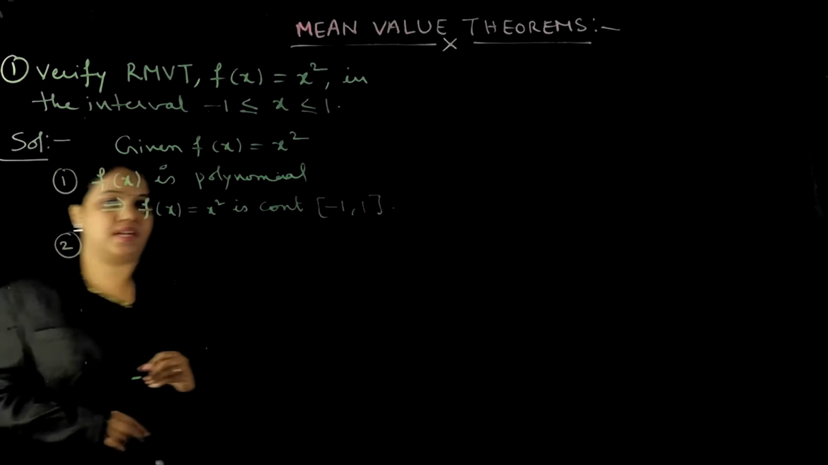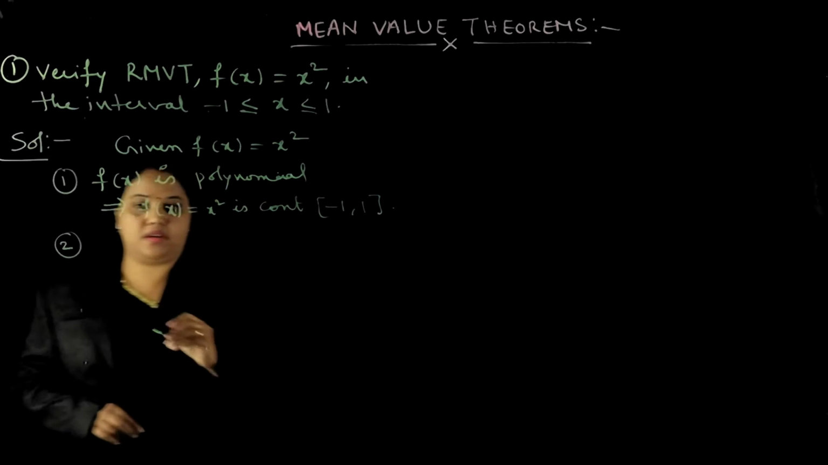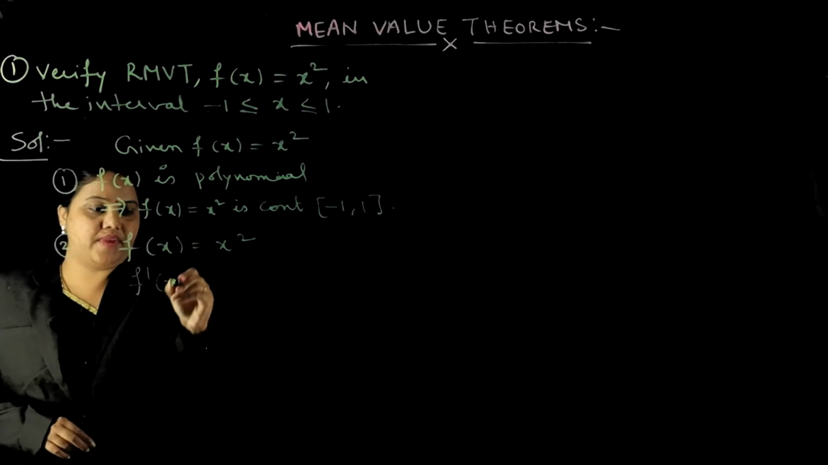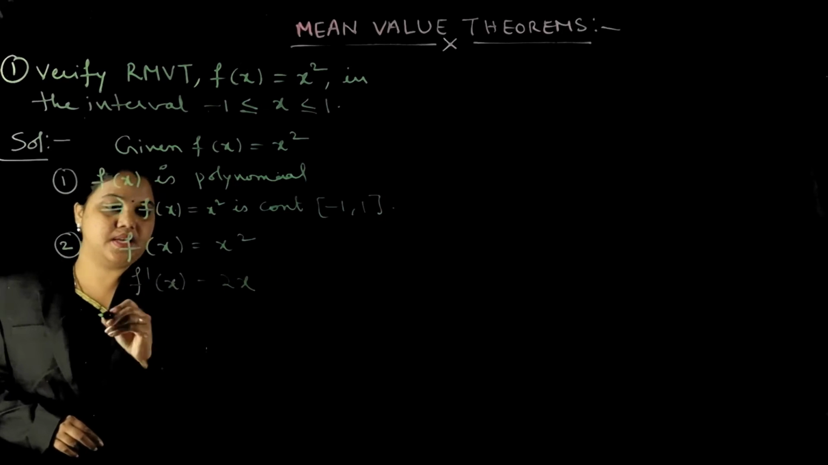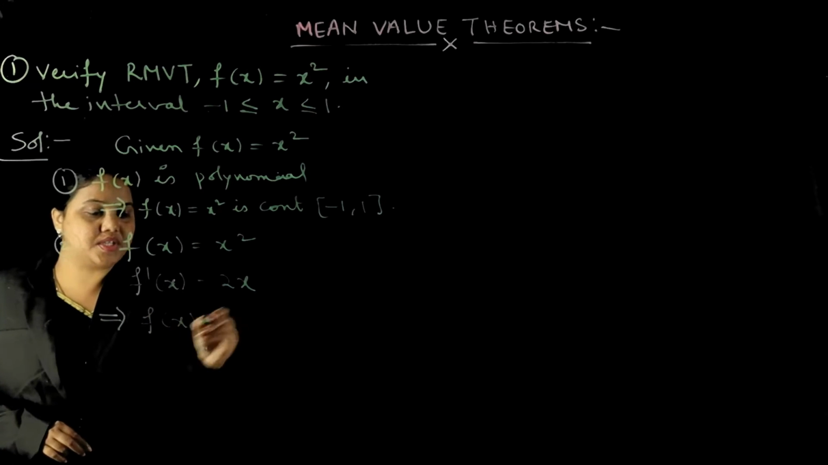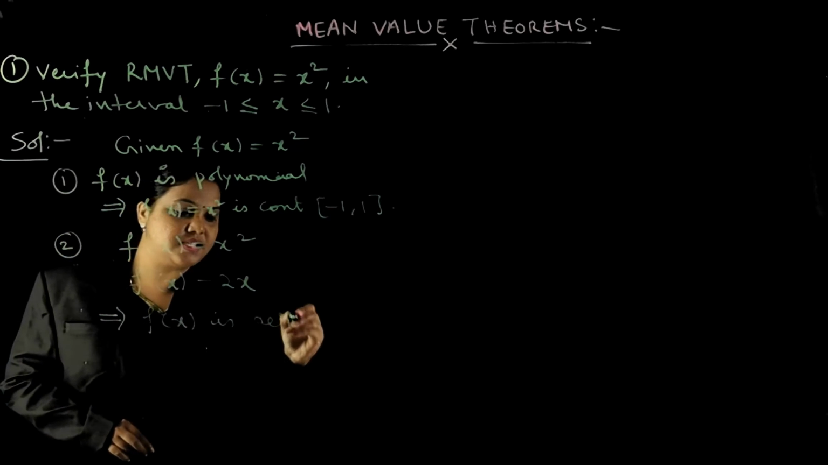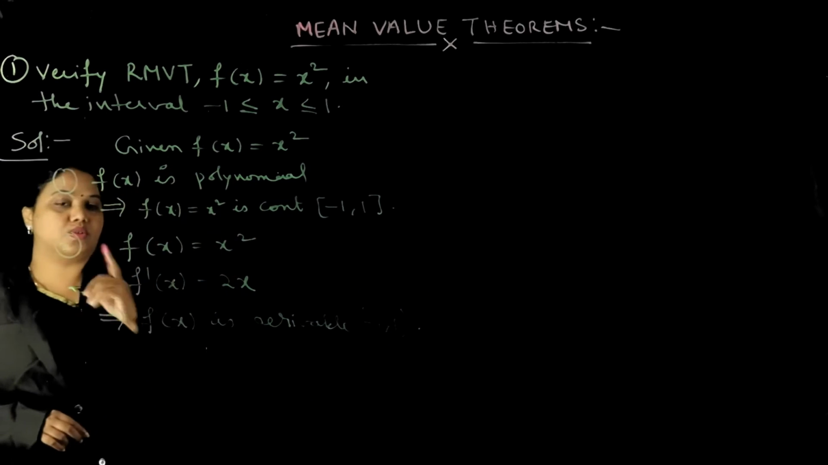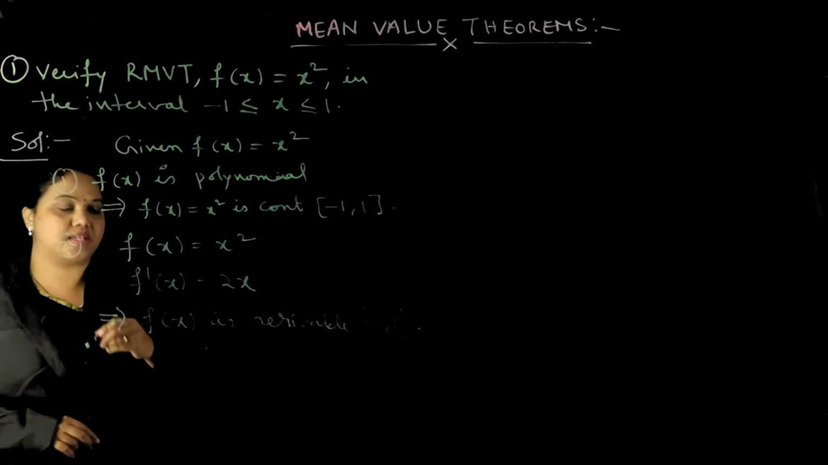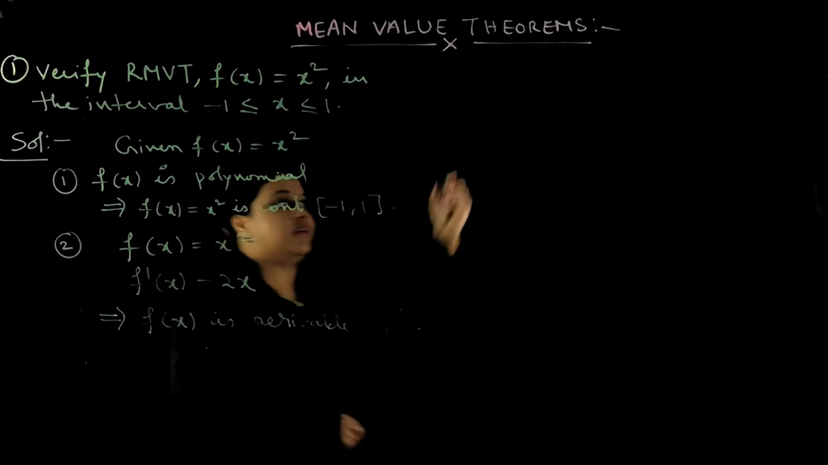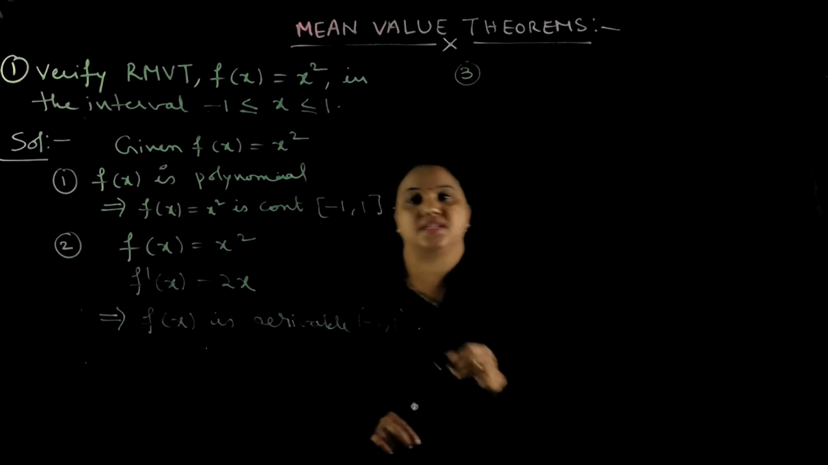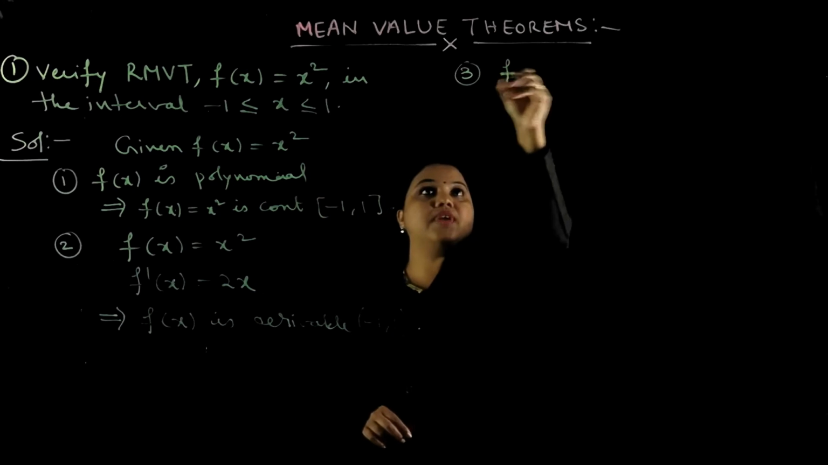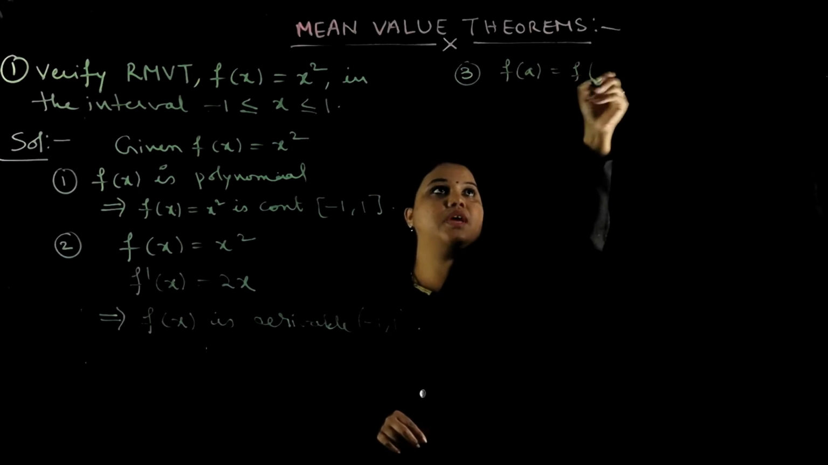Now let us check for the second condition, whether this function is derivable or not. So the function is f of x is equal to x square. If I find f dash of x, this is nothing but 2x, implies I can say that this function is derivable. So f of x is derivable in the open interval -1, 1. Right? So the two conditions are satisfied. If these two conditions are satisfied, we are supposed to check whether it satisfies the third condition. What is the third condition? The third condition tells that f of a should be equal to f of b.